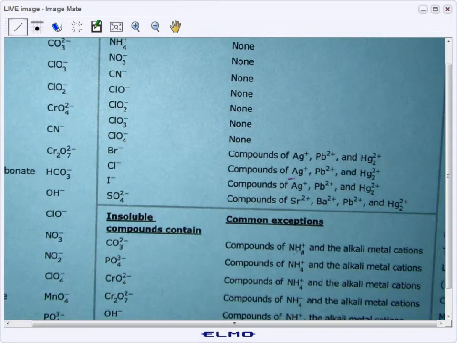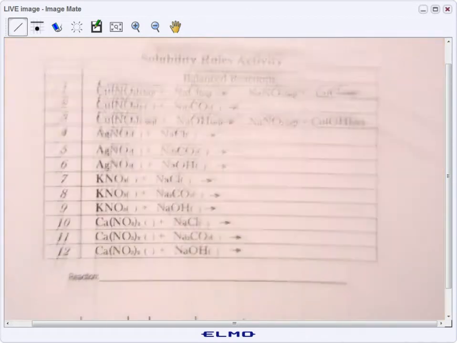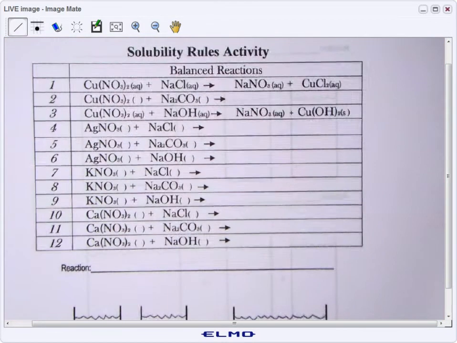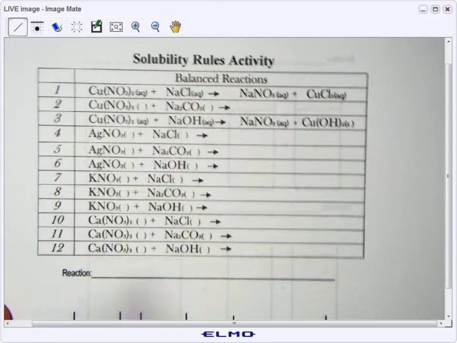So all we're doing is we're trying to teach you how to use these guidelines to figure out which ones dissolve and which ones don't. That's the whole purpose. So I'm going to go through and work these equations for you so it makes it a little bit easier. We're not going to do all of them. Let's look at number 2 first.